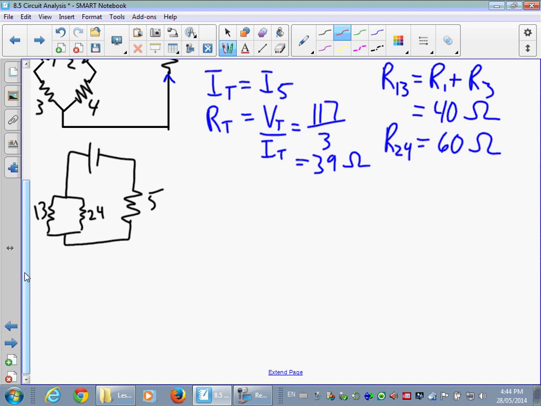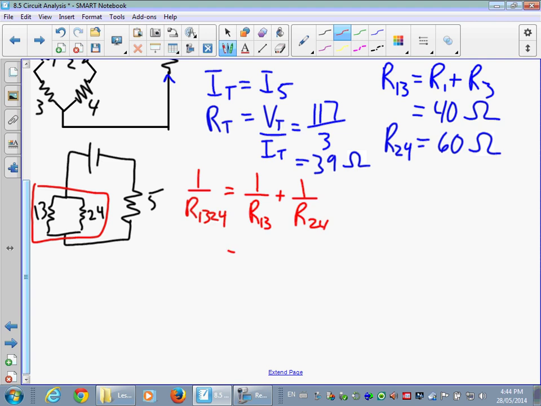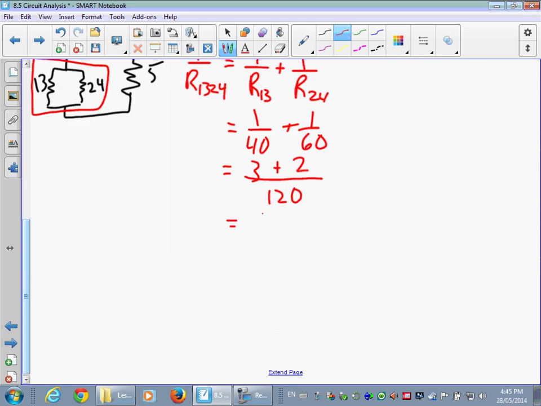Now we can combine the rest of this stuff. Like we said, they were in parallel. So 1 over R1324 is equal to 1 over R13 plus 1 over R24. So 1 over 40 plus 1 over 60. An easy common denominator here is 120, which means that I have to multiply 1 over 40 by 3, top and bottom. I need to multiply 1 over 60 by 2, top and bottom. So that's going to give me 5 over 120.